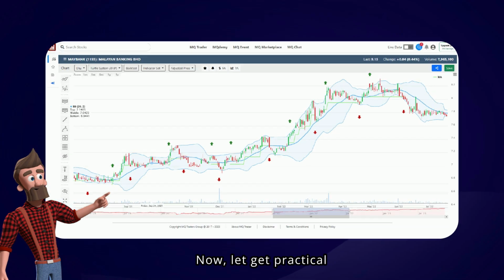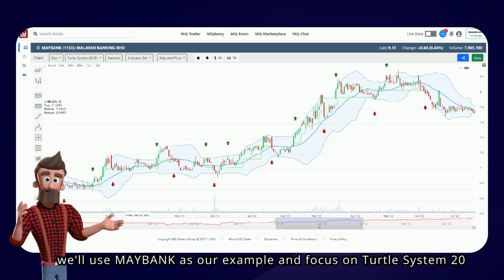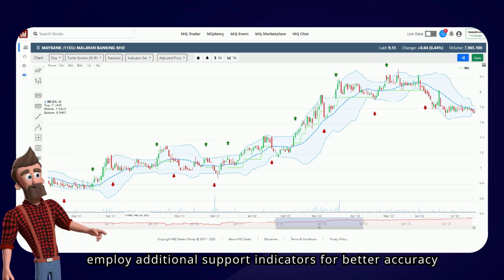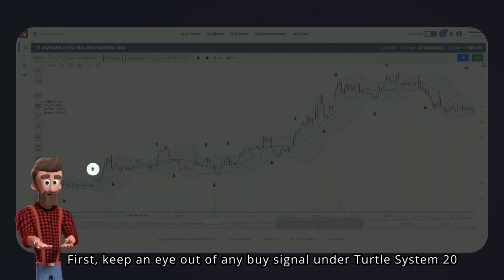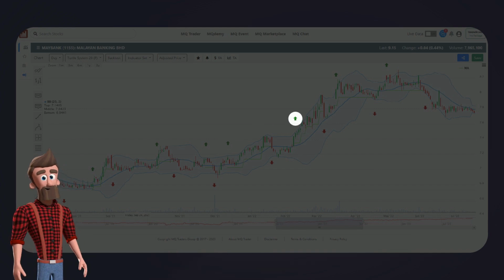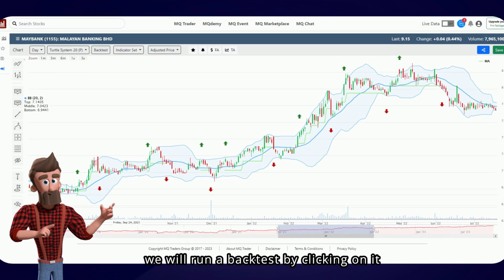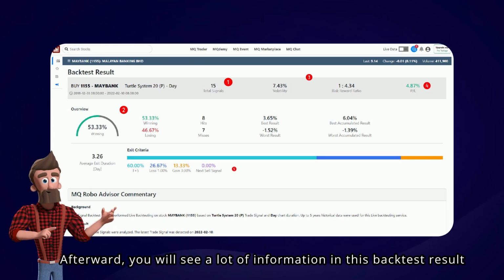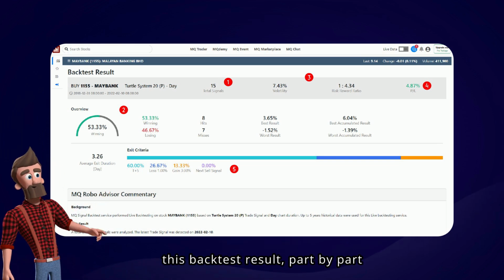Now, let's get practical. We'll use Maybank as our example and focus on Turtle System 20. To enhance our analysis, we can also employ additional support indicators for better accuracy. First, keep an eye out for any buy signal under Turtle System 20. Once we spot a buy signal, we will run a backtest by clicking on it. Afterward, you will see a lot of information in this backtest result, and now we will explain how to read this backtest result, part by part.